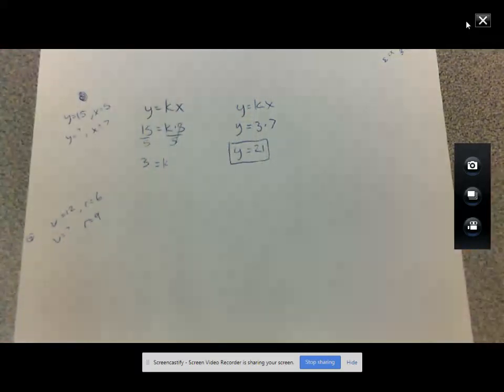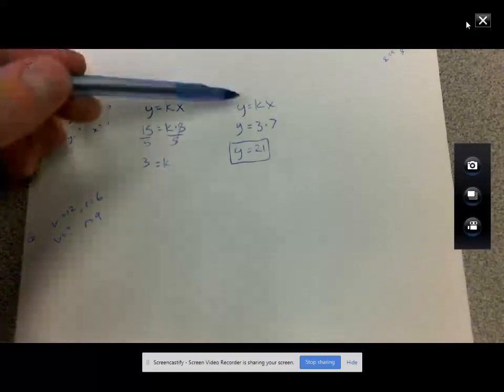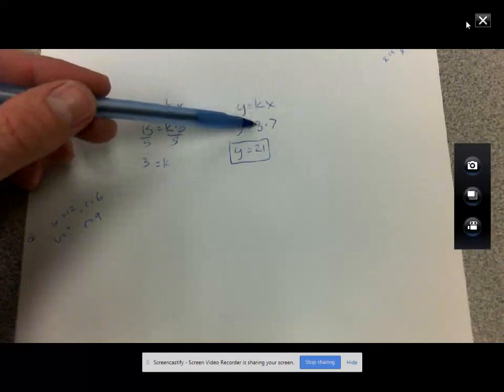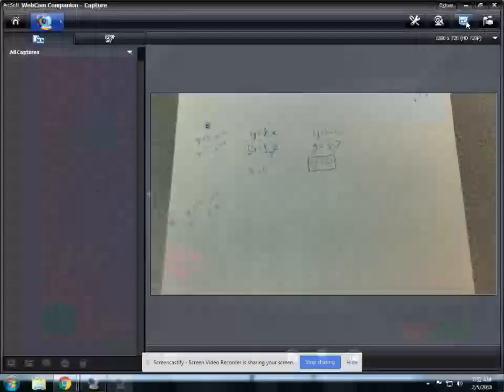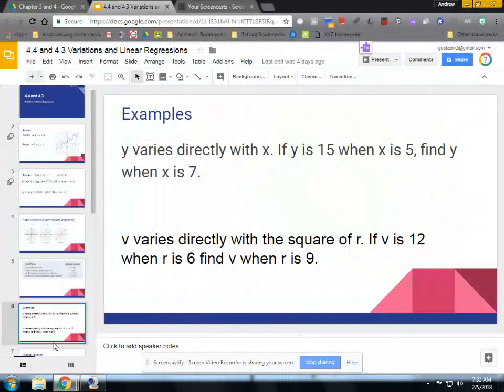So for these types of problems, what you're basically doing is solving it twice. You're plugging in the information and solving for k, and then you're applying that same constant of variation, that same slope, to a new problem and getting the result. The second one said that v varies directly with the square of r.